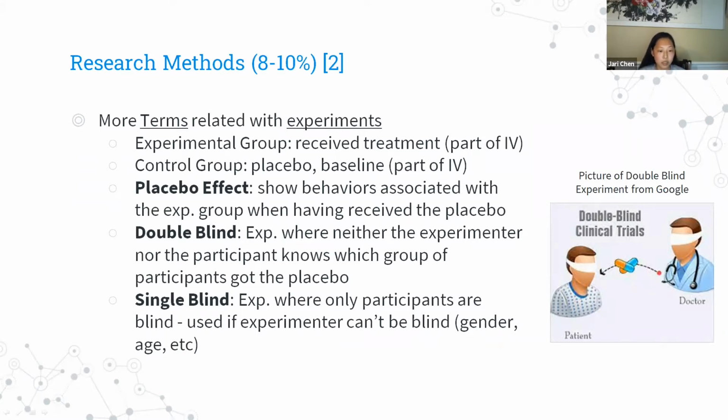For single blind, only the participants don't know which drug they're getting, because this is usually used when the experimenter can't be blind, aka when they're only giving pill A to a certain gender, or they're only giving pill A to a certain age group. It's very obvious to tell which patients are getting which, so they can't be blind to who's getting what. So I'll go back a slide.